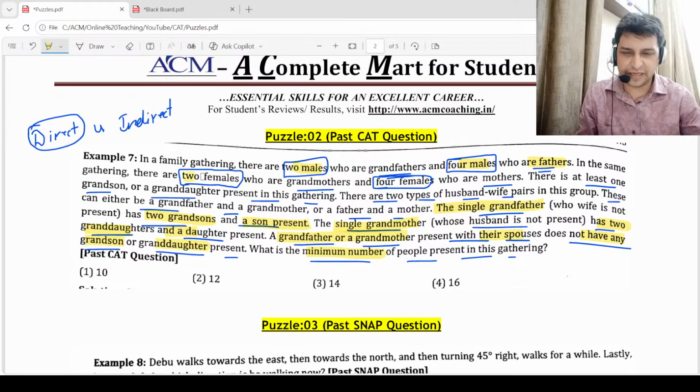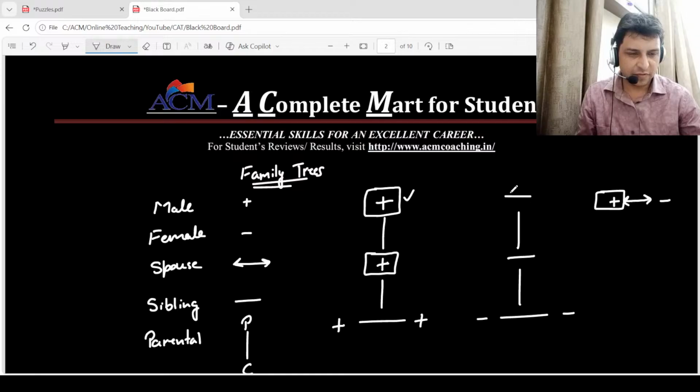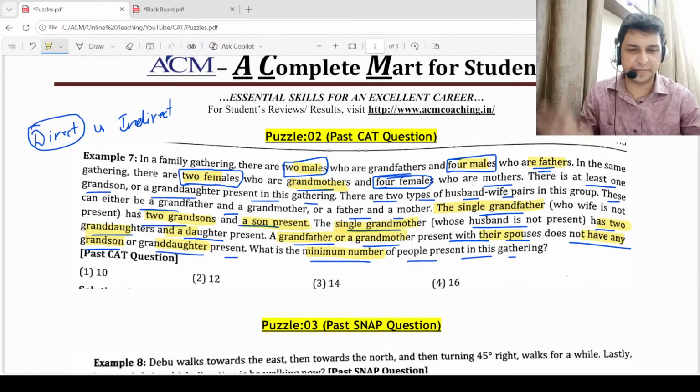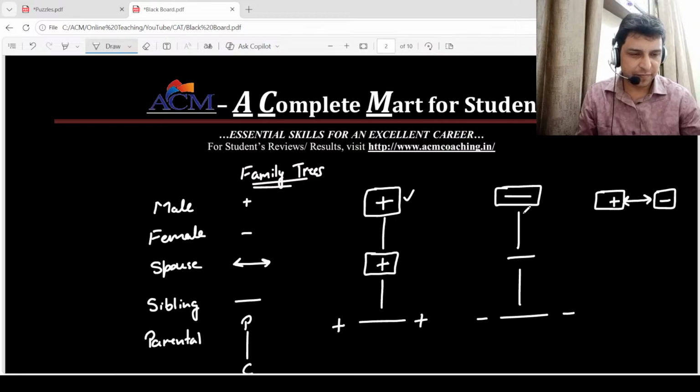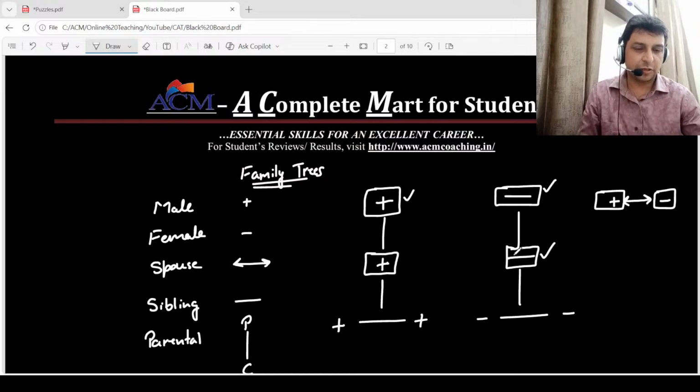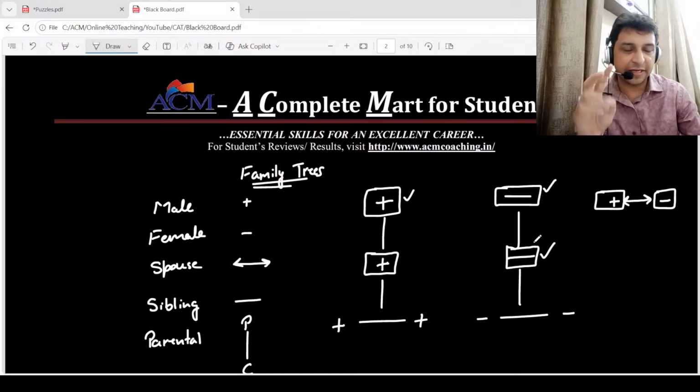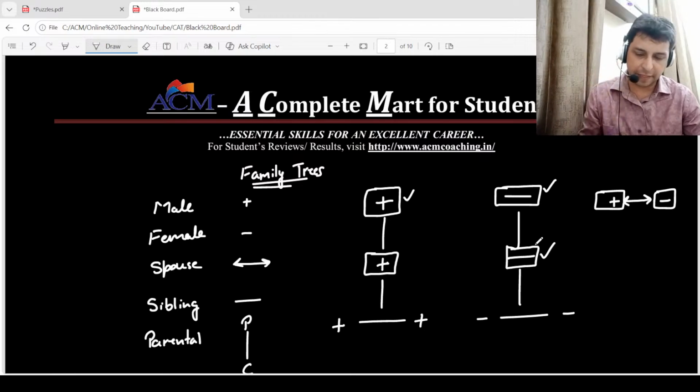And there are two females as grandmothers. So these two females are grandmothers. So grandfathers, grandmothers are done. And there are four females who are mothers. Now this grandmother is also a mother, and this lady is also a mother. Now two fathers and two mothers are still pending.